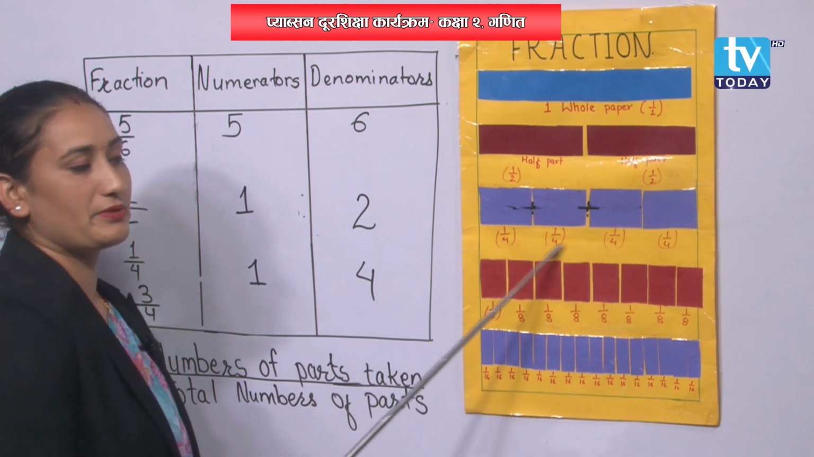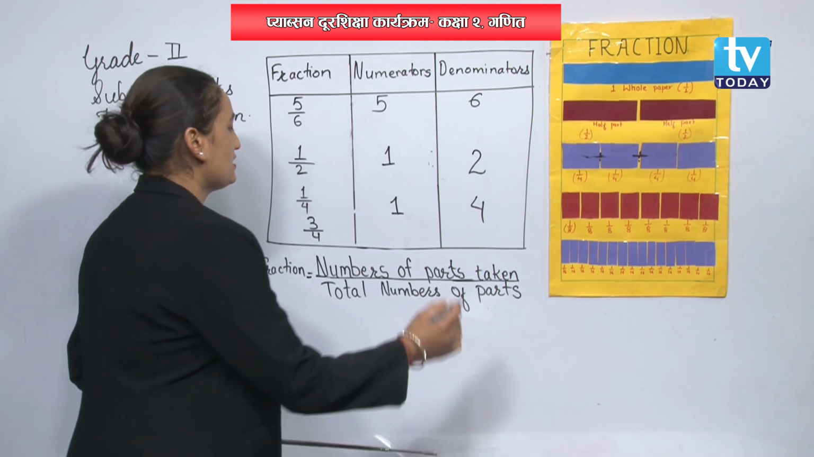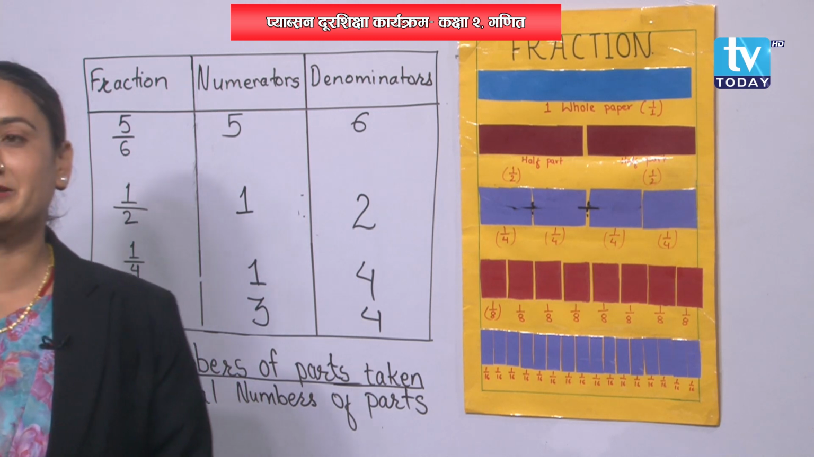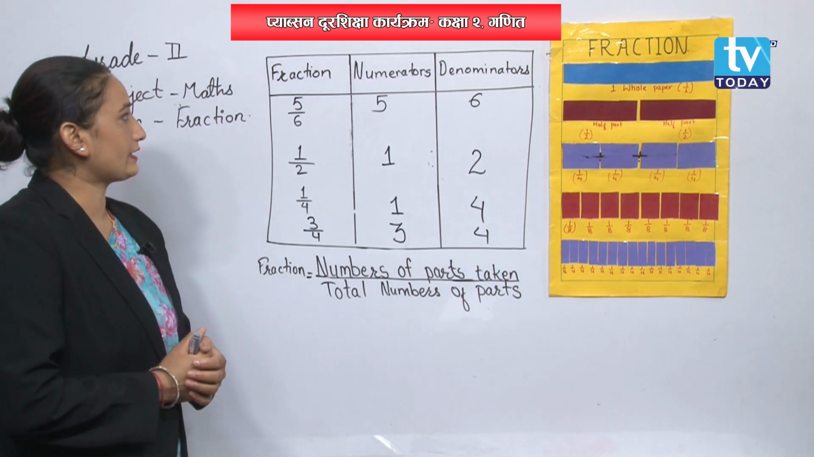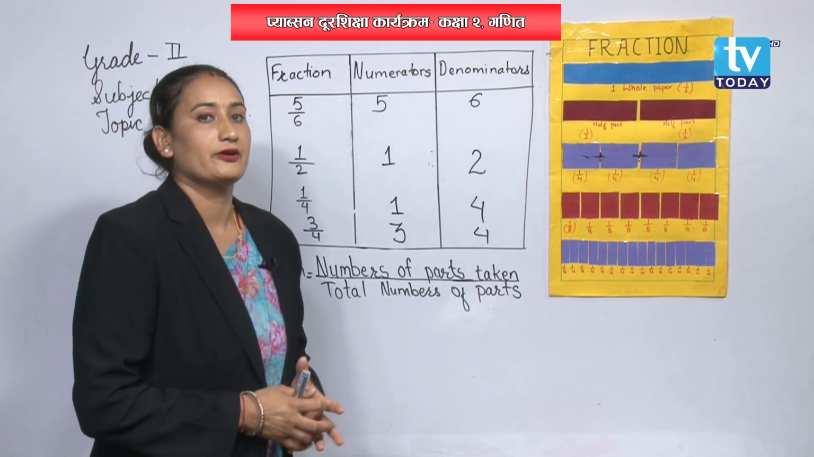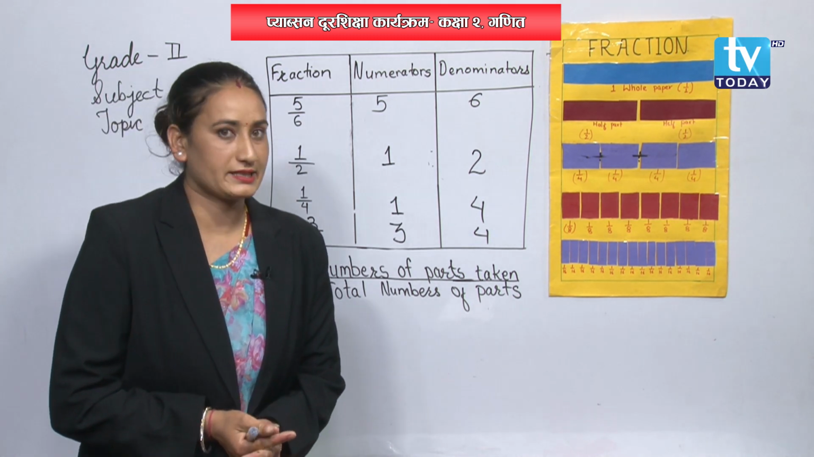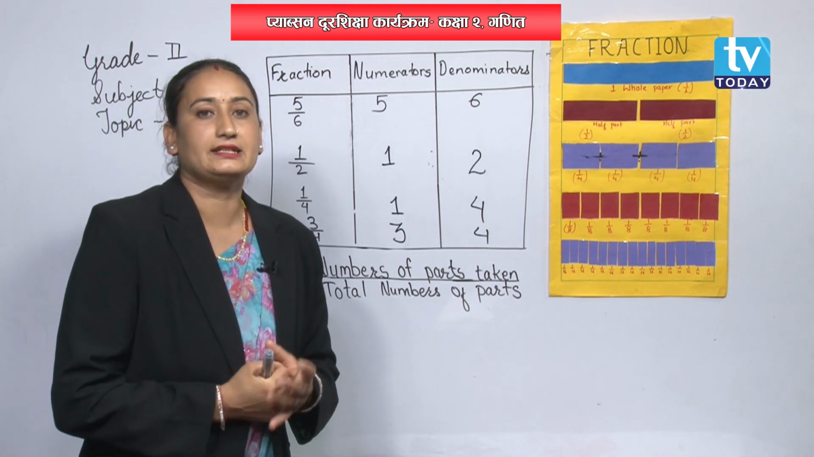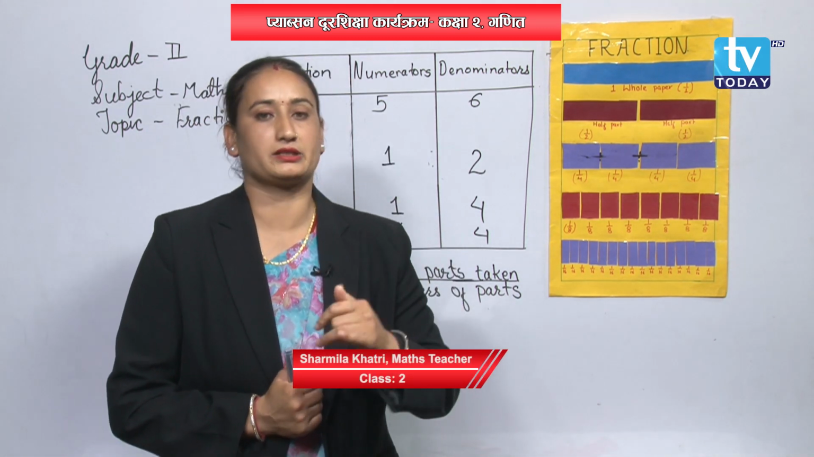And how many parts of paper are there? 4 parts. So write down 4 as the denominator. Do you understand? So you can write 3/4. Are you getting me? Okay, students. Now, if you understand this one, can you note down in your notebook about fraction? Once again, fraction means the number of parts taken, which we call the numerator, and the total number of parts we call the denominator. Numerator means top number, denominator means bottom number.